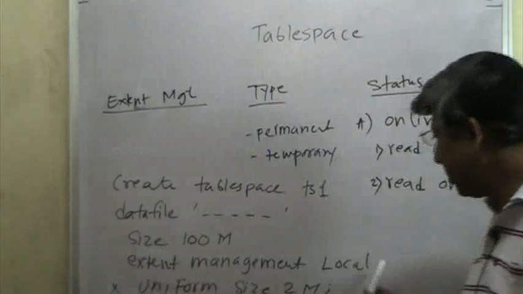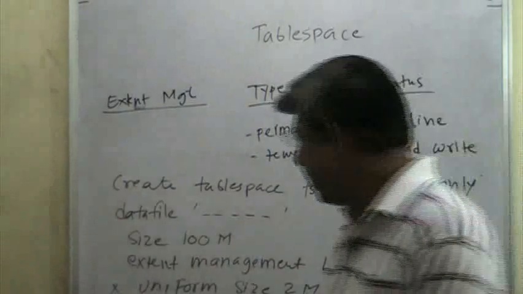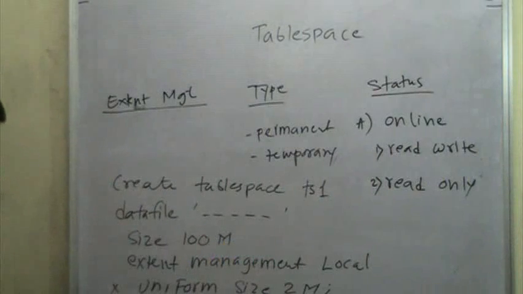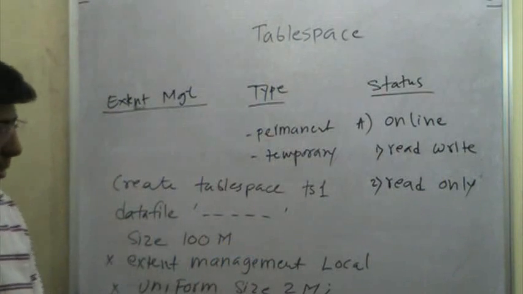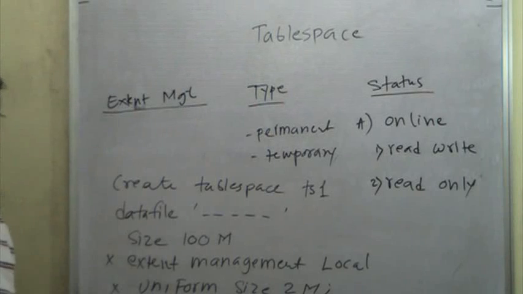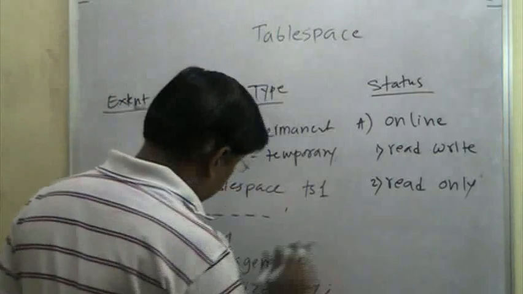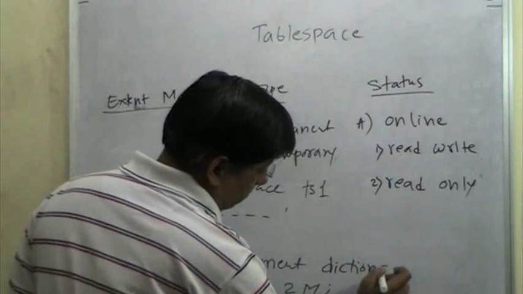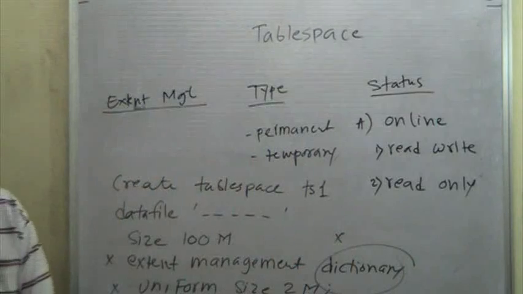So extent management is local, uniform size is 2 megabytes. So this is how you create a locally managed tablespace. If you do not specify extent management local, then still the default is local. And if you want to create a backward compatible tablespace, which is a dictionary managed tablespace, you just use the words extent management dictionary. This is not recommended at all. It will slow the performance of extent management.